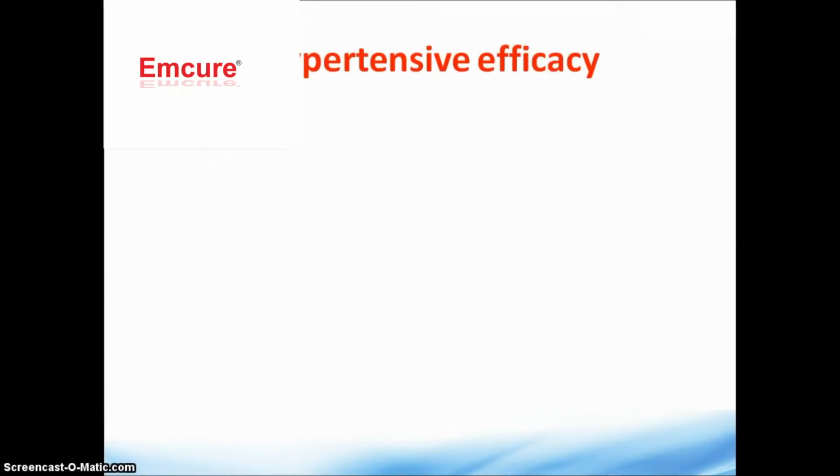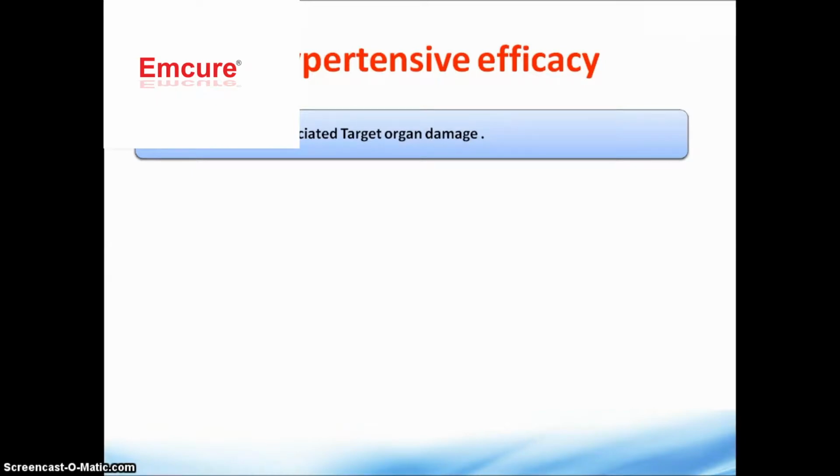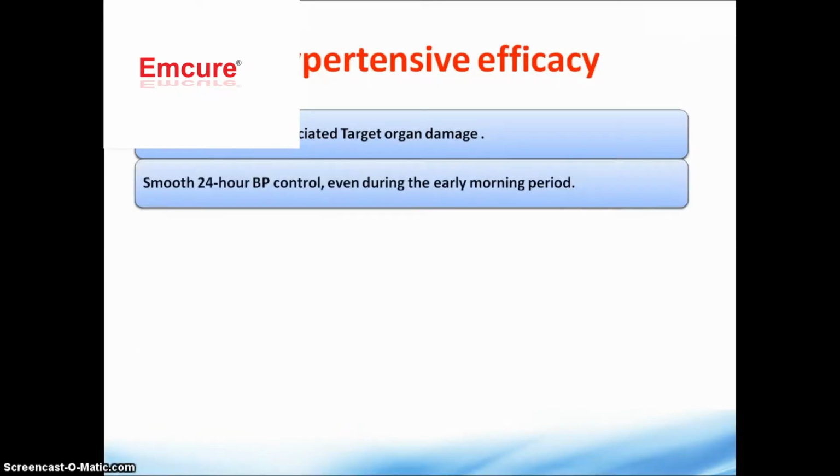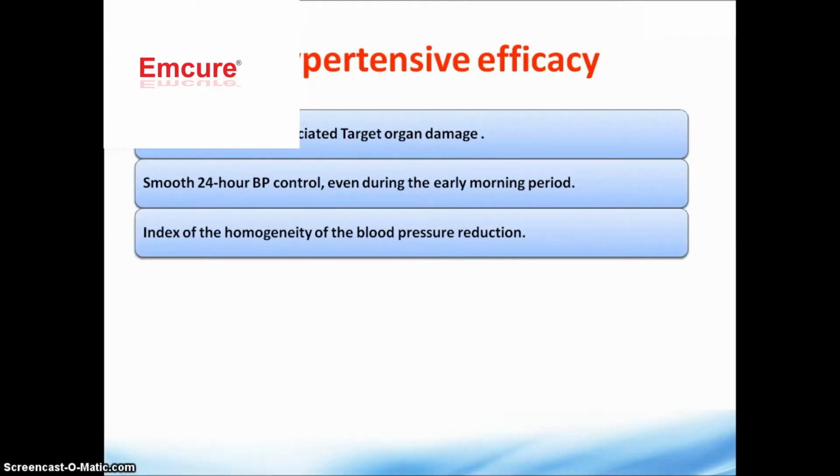Now, how do you assess the efficacy of a drug which is there to reduce hypertension or bring down high blood pressure? That is called the antihypertensive efficacy of the drug. It correlates with hypertension-associated target organ damage first, then smooth 24-hour blood pressure control even during the early morning period. Your drug should have a high index of homogeneity of blood pressure reduction. There should not be much fluctuation in the blood pressure, from when the tablet is taken till the morning hours. So it should have smooth blood pressure control even during the morning hours.